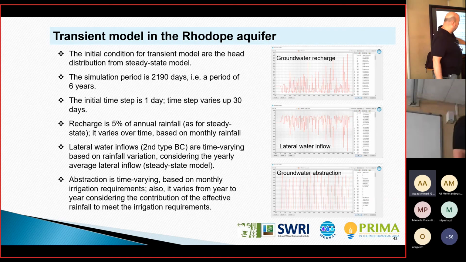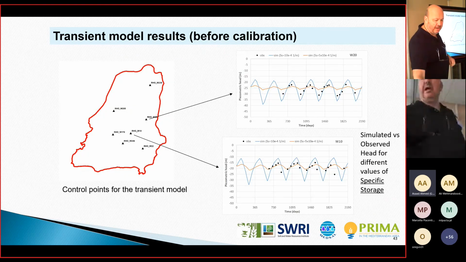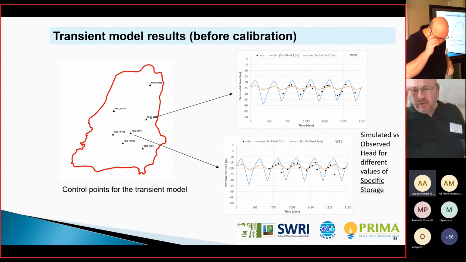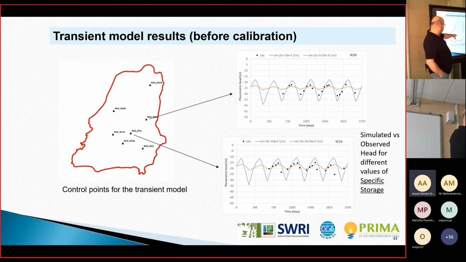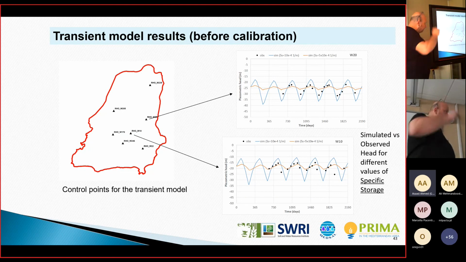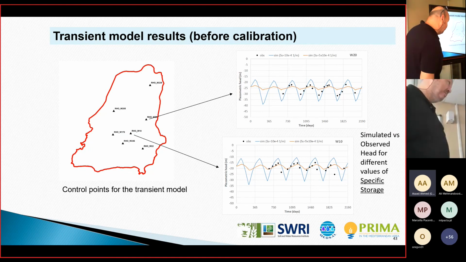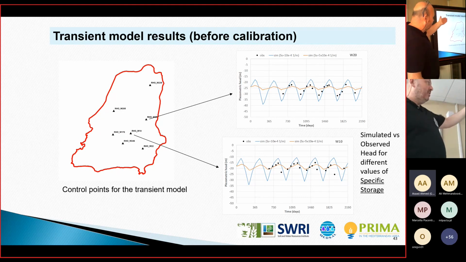We convert all the input data in the form of time series, as you can see with these graphs. And then in these control points of the transient model, we compare the model results with observations. The black points are the observations, and the colored lines are the modeling results.